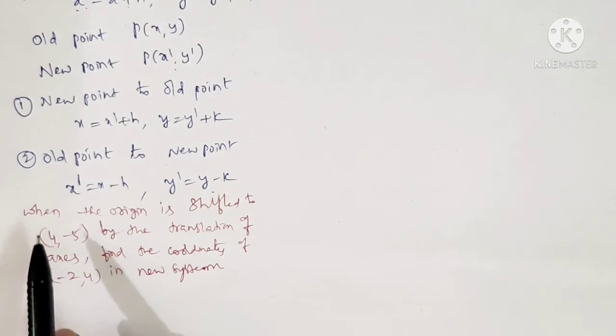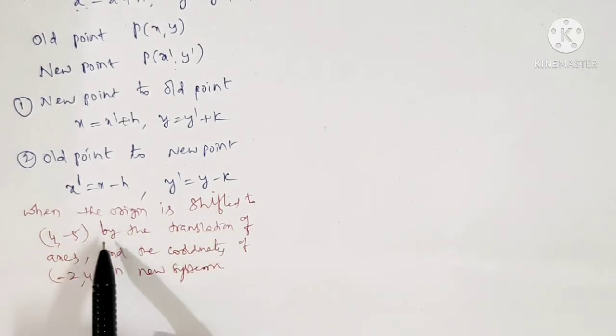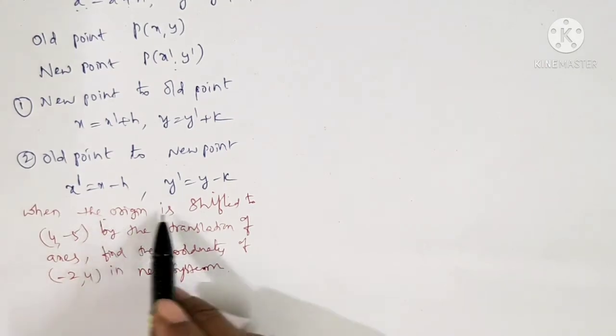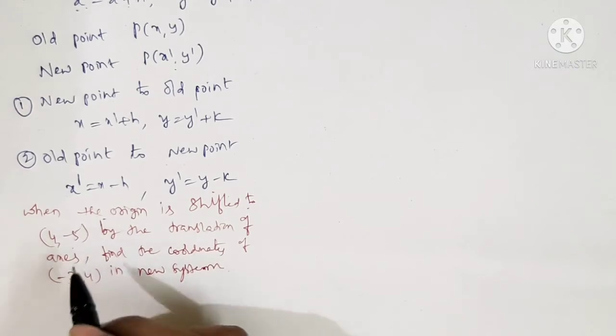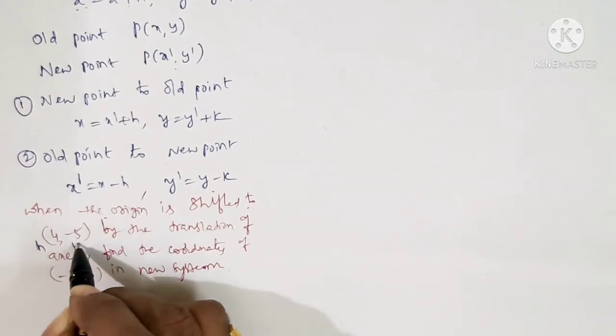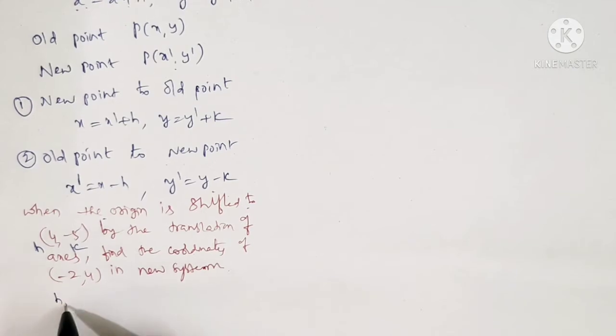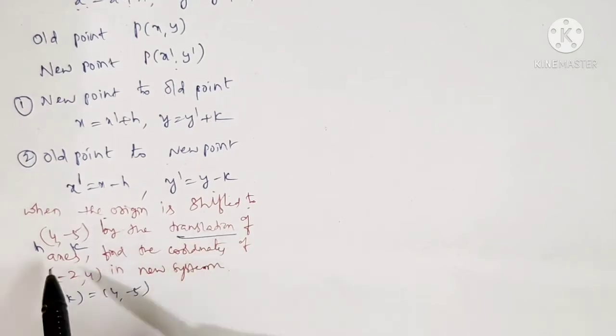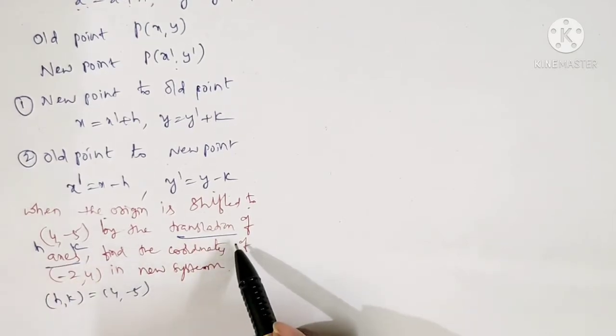The example is: when the origin is shifted to (4, minus 5) by the translation of axis, find the coordinates of (minus 2, 4) in the new system. See, here the origin is shifted to this point. So what is h comma k? This is h and this is k. So h comma k is equal to (4, minus 5) by the translation of axis. This is the keyword I told you already.